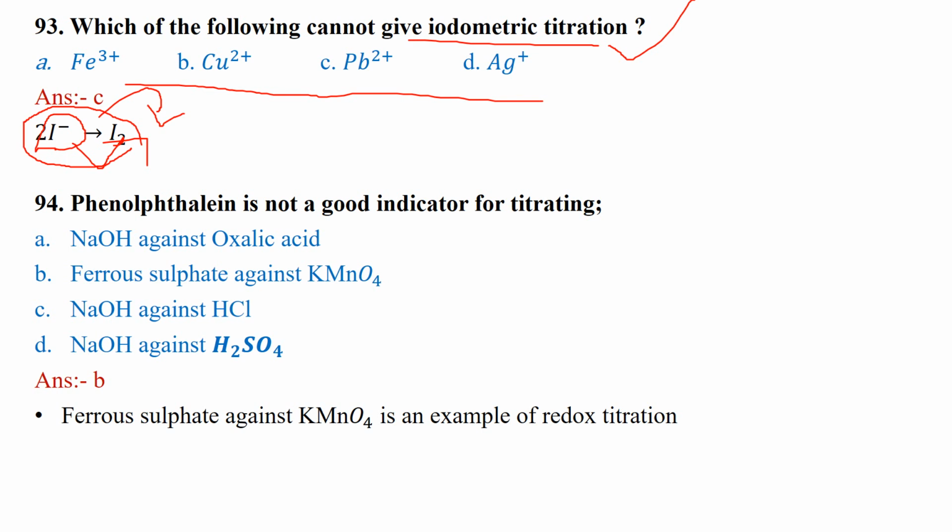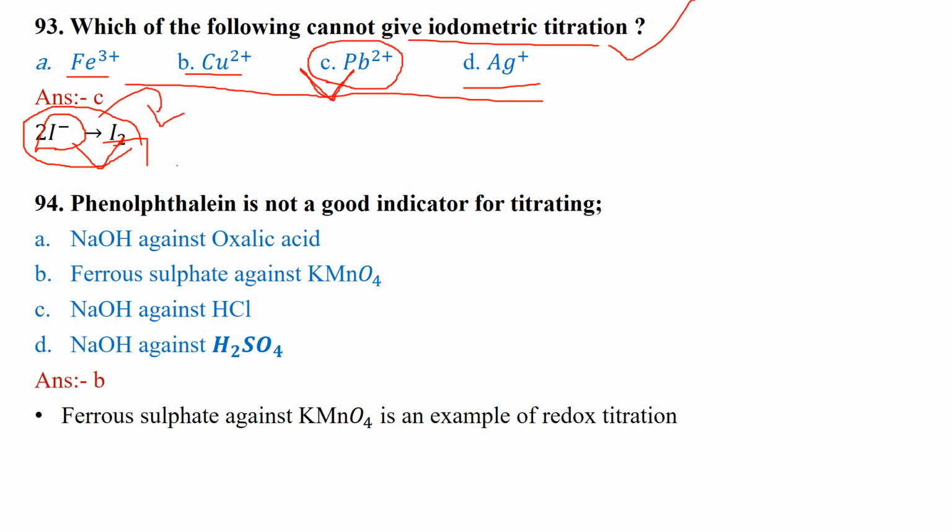In the above options, Fe3 plus is in its highest oxidation state, and Cu2 plus is also in its highest oxidation state. However, Pb2 plus is not in its highest oxidation state. The highest oxidation state of lead is plus 4. In the options, lead is in plus 2 oxidation state, so the answer will be C. So Pb2 plus cannot give the iodometric titration because it is not in the highest oxidation state of lead, and silver is in its highest oxidation state. So to give the iodometric titration, the metal ion should be in its highest possible oxidation state.